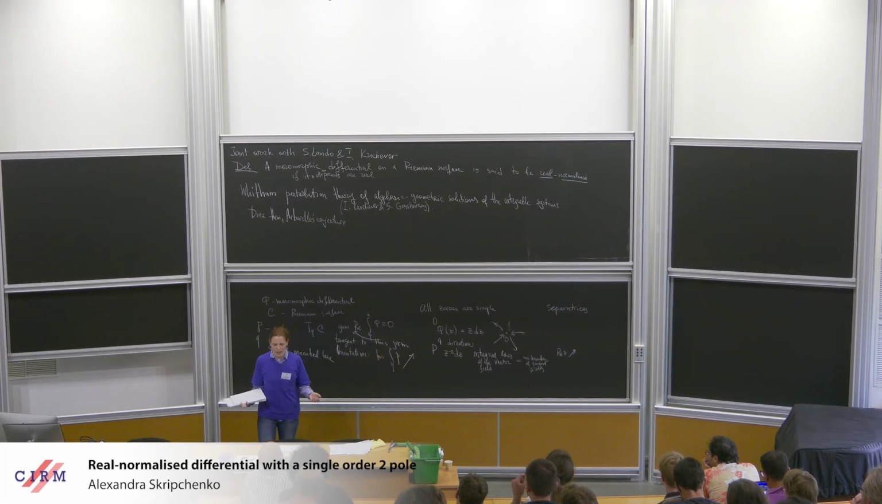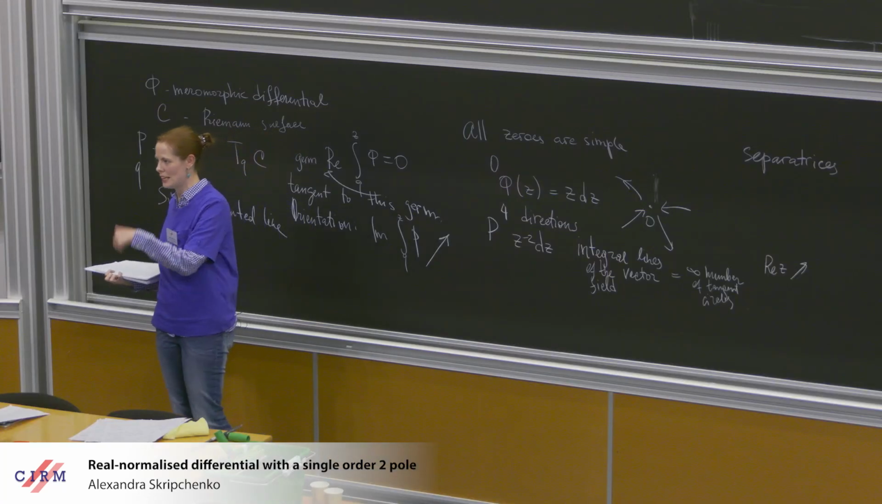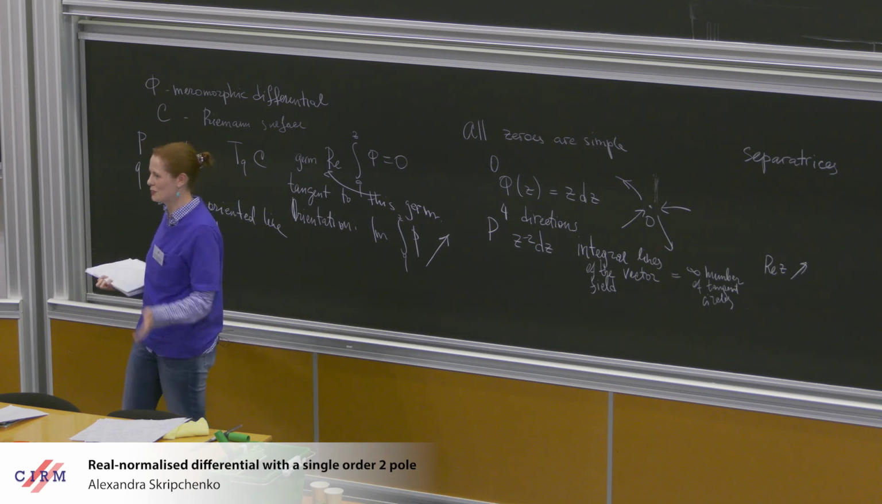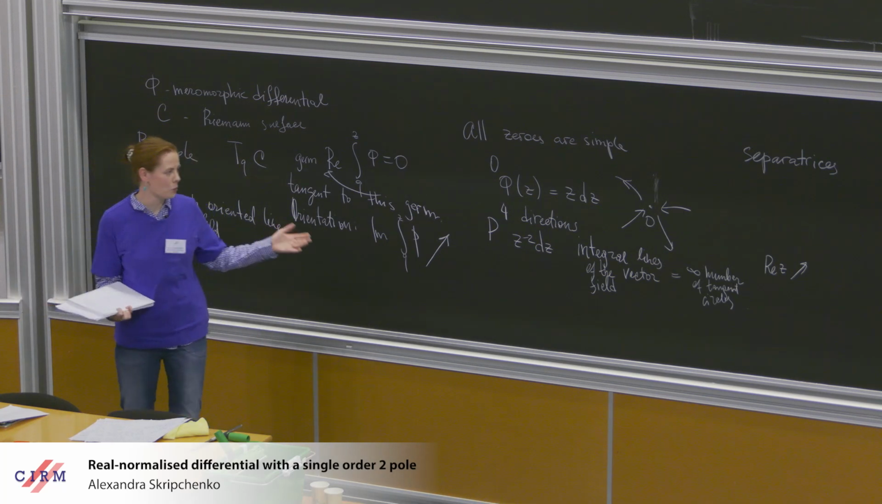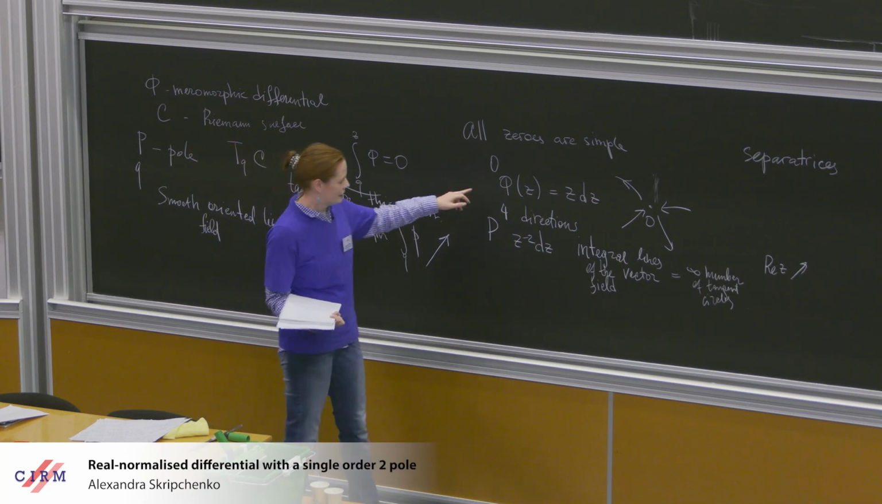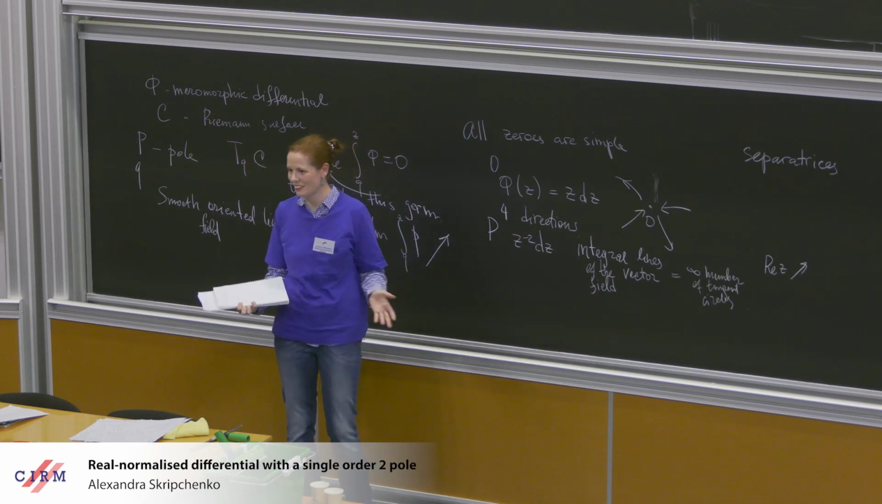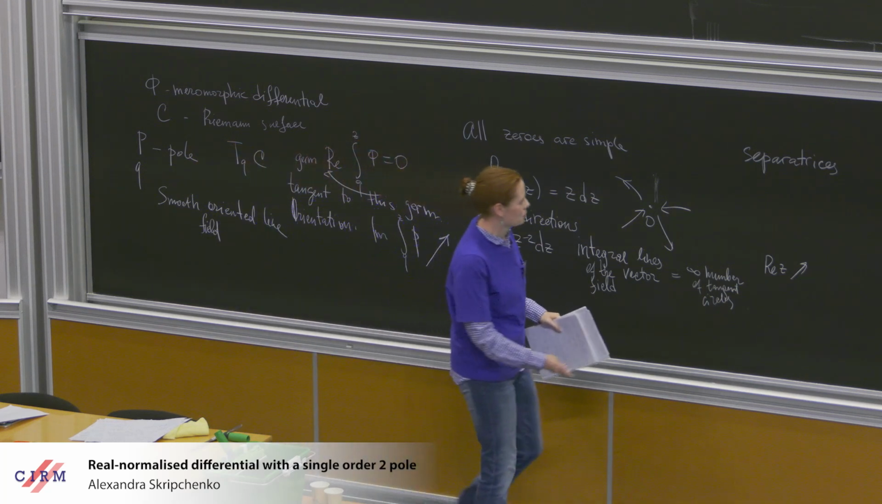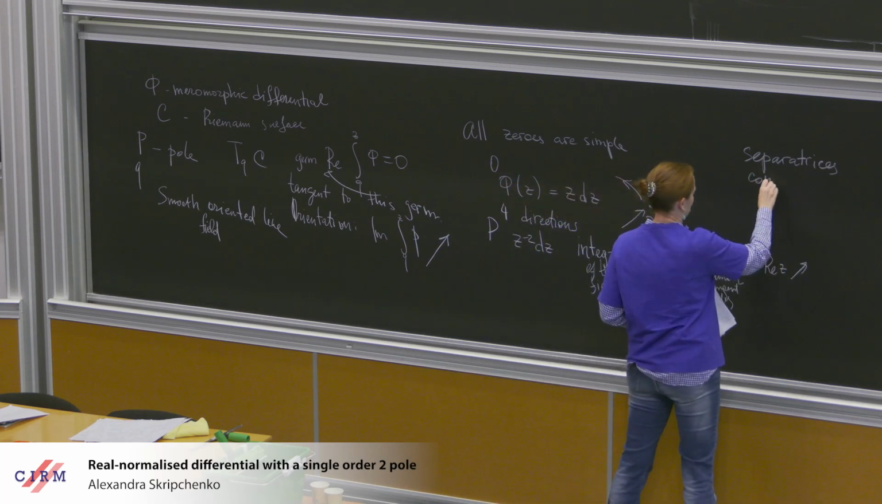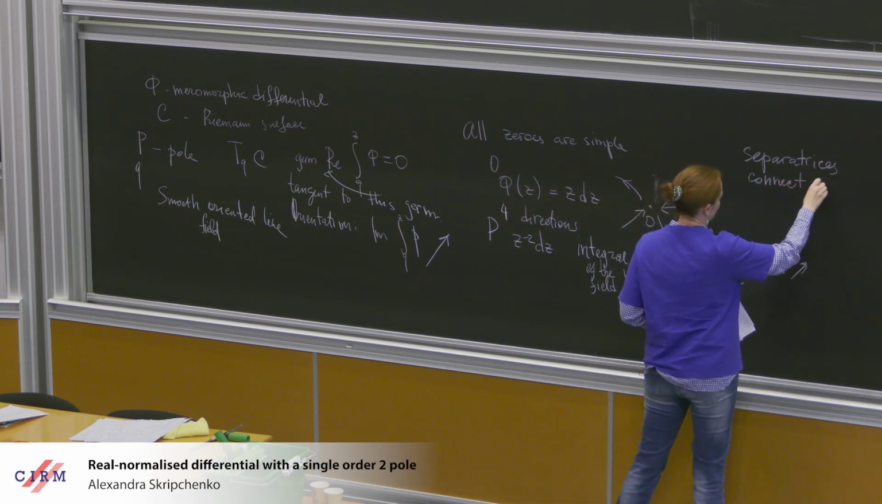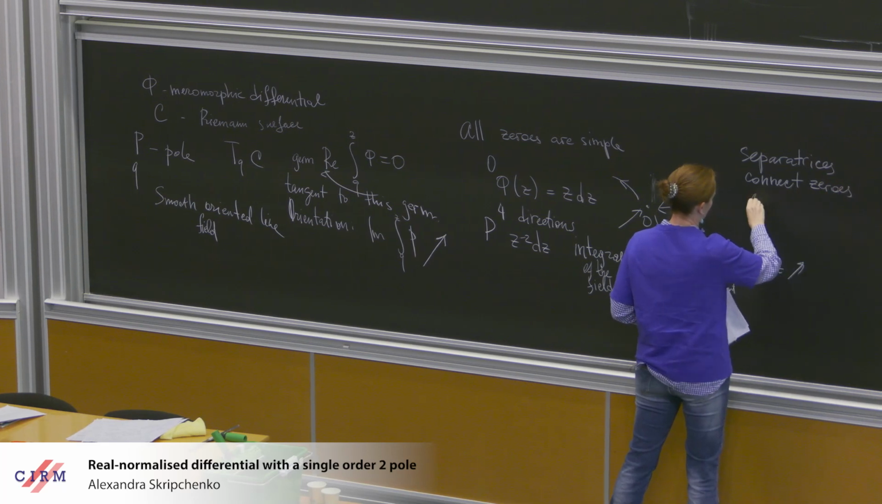And at the same time, it cannot go back from zero to itself, and it cannot go from the pole to itself. So it has only one destiny. It should connect zeros with the pole. There is only one thing that they can do. So their job is to connect zeros with the pole.